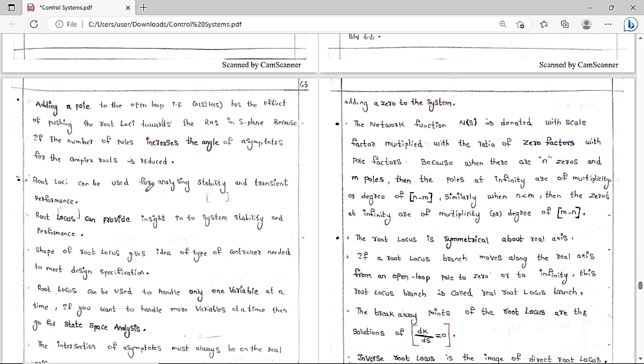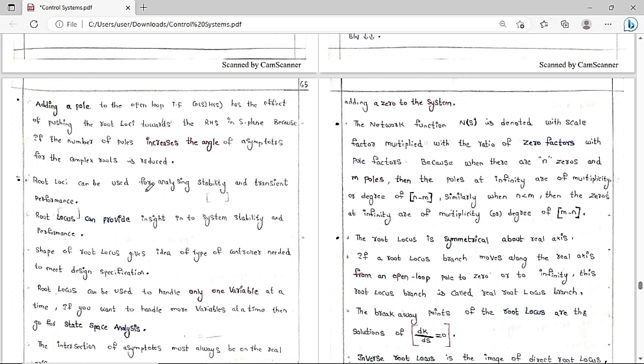How the transient response is going to be: either oscillations are present all the time, or the oscillation is going to reduce as time goes on, or there is no oscillation but a purely exponential response, sluggish in nature. All these transient responses we can analyze just by seeing the nature of the roots on the root locus. So by seeing the root locus we can tell whether a given system is stable or unstable, and also comment on the transient performance.